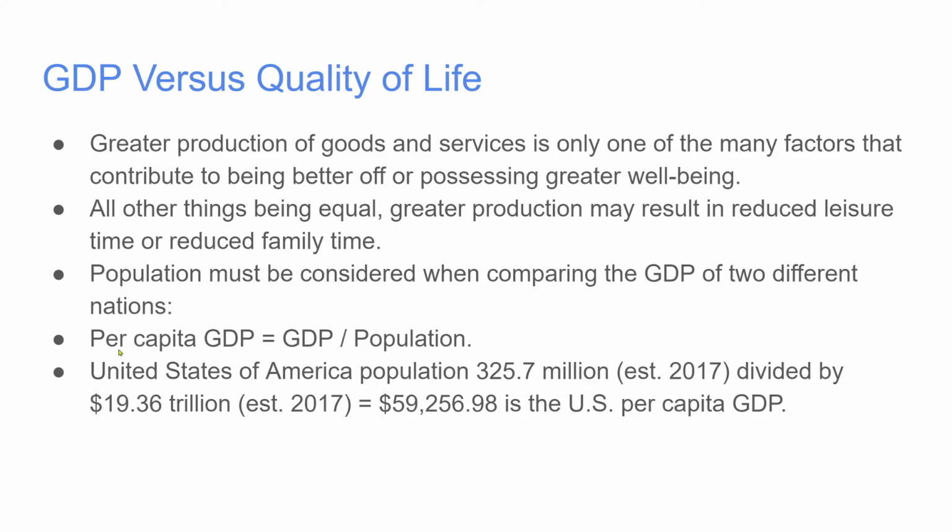So how we do this is we figure out what's called the per capita GDP. Per capita GDP is you just take the number of the gross domestic product. In the United States, that's $19.36 trillion as of 2017, and you divide that by the population, which is estimated to be 325.7 million. So if you divide our GDP by our population, the per capita would be $59,256.98 per person.